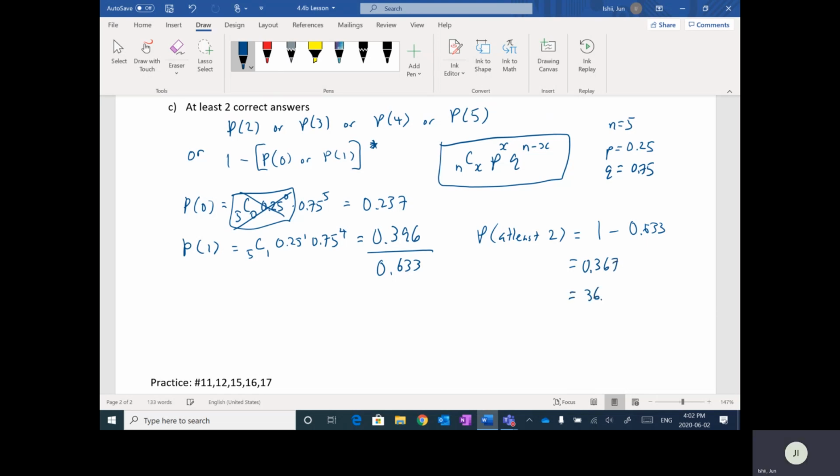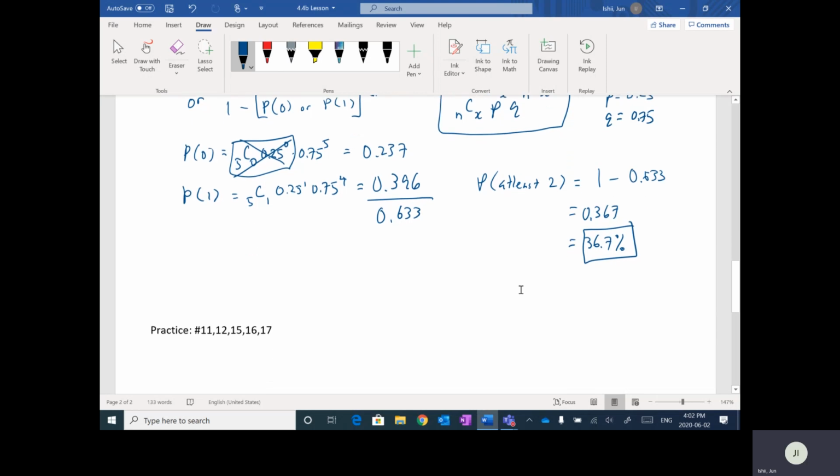So for some of these questions, it might be easier and less tedious to do the complement, what I did in this last example, part C. Rather than adding up these 4 separate ones, I did the 0 and 1 and subtracted it from 100%, because it's the opposite. If you were to do these separately, the probability of getting 2 right, then 3, then 4, then 5, and add them all up, we would get the same amount here, 36.7%.